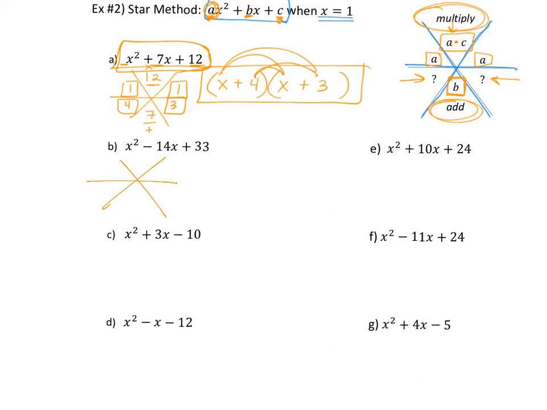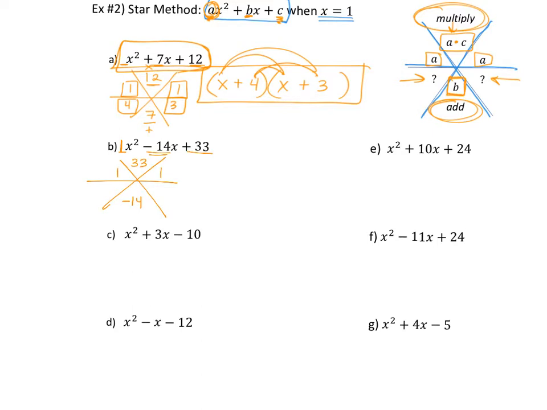Here's my star. I'm saying, what can I multiply to get 33? 1 times 33 would be 33, that I can add to get negative 14. And those are just going to be ones. That's your A term. So what could I multiply to get 33 that I can add to get negative 14?